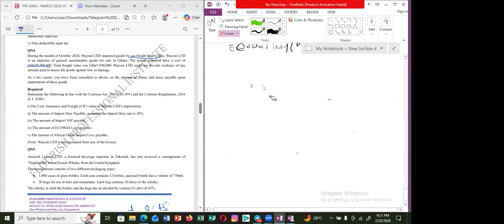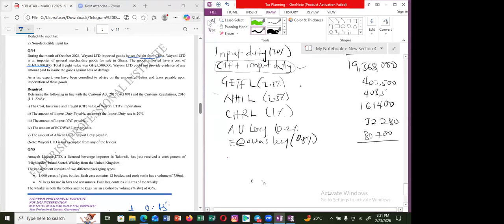Okay, so I think I heard somebody asking about where we got the 0.2%, and please, those are the rates. Like we have 2.5, 2.5, and 1. There's a rate for the AU levy and then the ECOWAS levy.